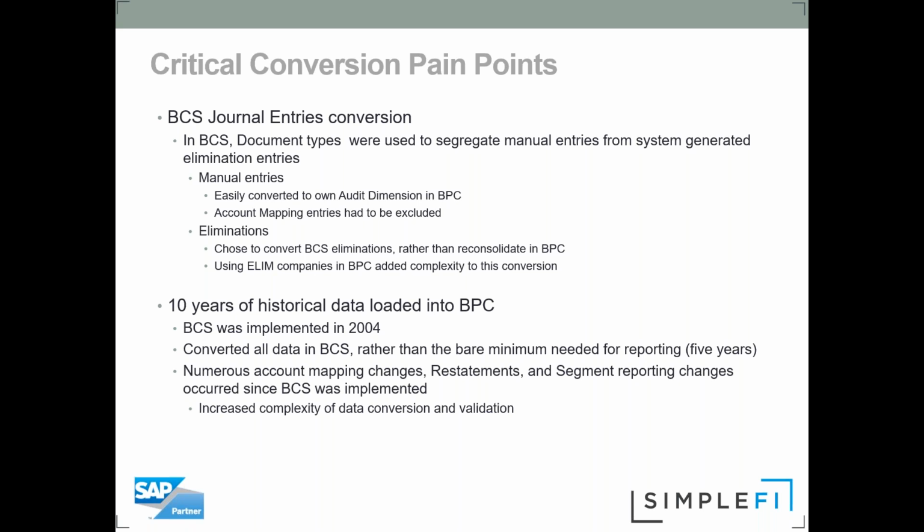Again, in BPC, you create elimination companies, and you also kind of have it in an elimination audit trail, which would be more like a posting level. But now we're kind of spreading that across and putting that in two places. So it wasn't as easy. It was a little bit more challenging to make sure that we had that data mapped properly when we loaded the historical information.